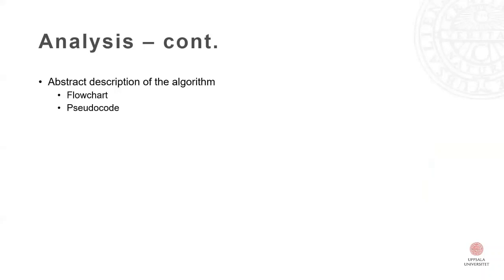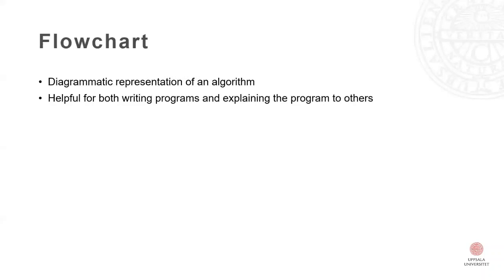So when we have a solution, we need to represent it in some way. There are usually two ways to represent the algorithms that we have in our mind. We either choose flowcharts or we use pseudocode. Let's see what they are. A flowchart is a diagrammatic representation of an algorithm. It's helpful for both writing programs and explaining the program to others. So they are diagrams. They show you where your program starts, what steps it follows, what it produces, and so on and so forth. We will see some instructions and examples in the following slides.